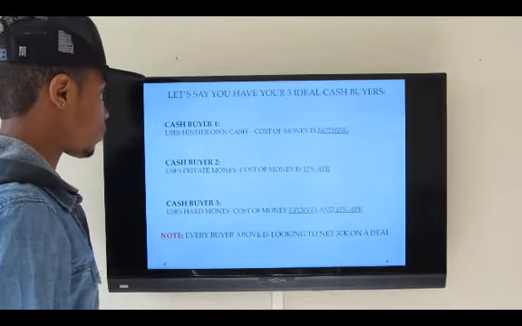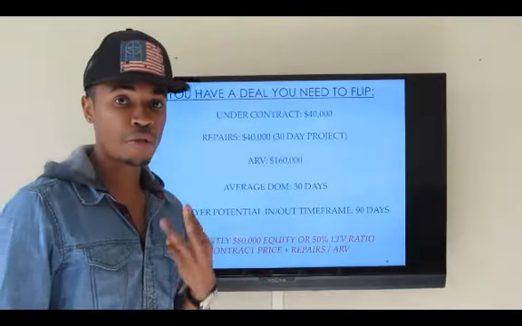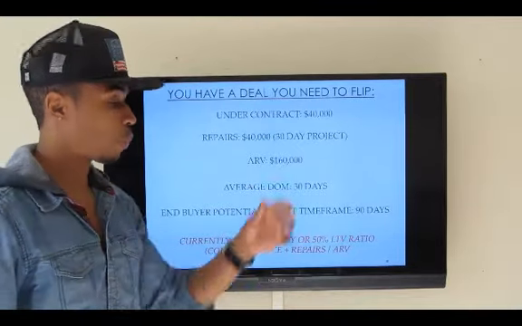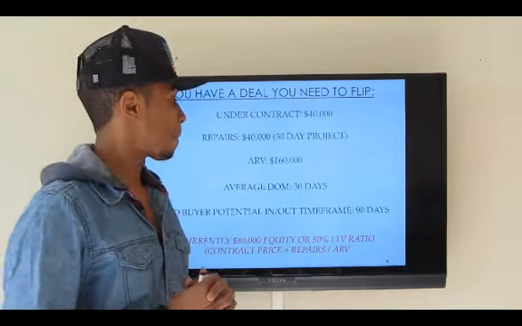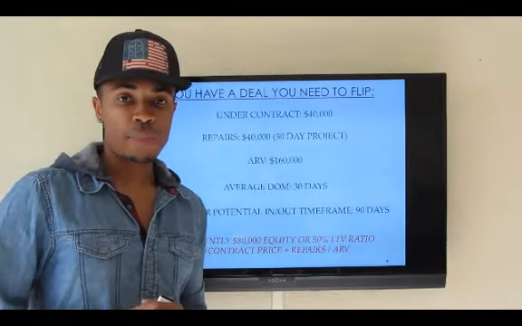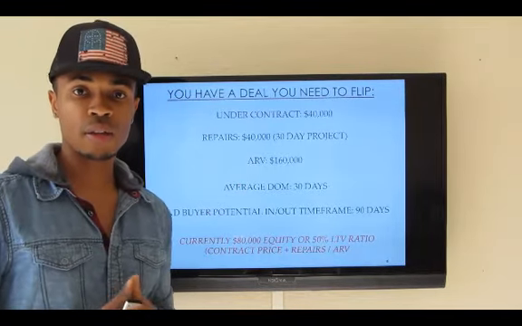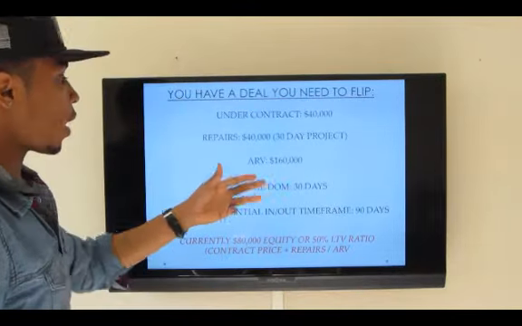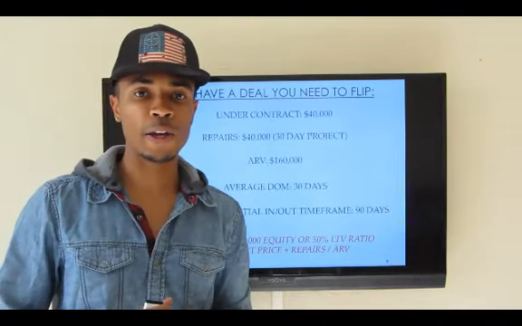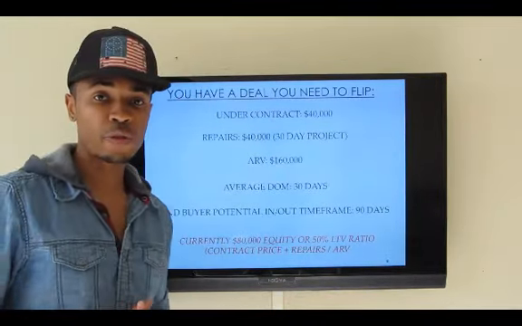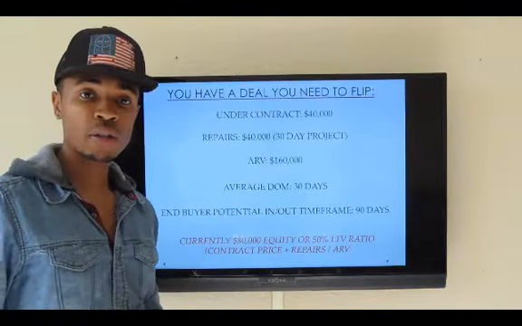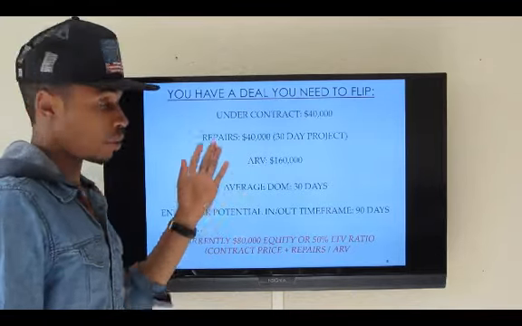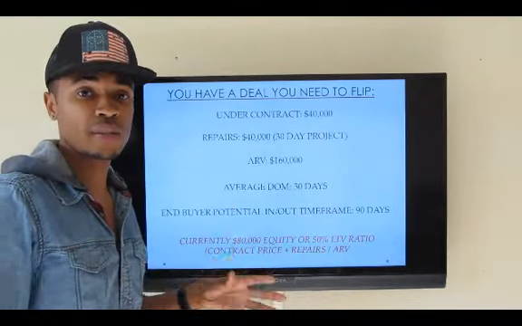Okay? So they want a net $30,000 profit, all 3 of these buyers. But yet, everybody's money is different from buyer 1 to buyer 3. Keep that in mind, all right? So you have a property under contract for $40,000. The repairs of that property are $40,000. Just say the contractor gave you a $40,000 estimate and it's a 30-day project, all right? The ARV is $160,000, okay? So that's actually, in actuality, a good deal. This is a really good deal.